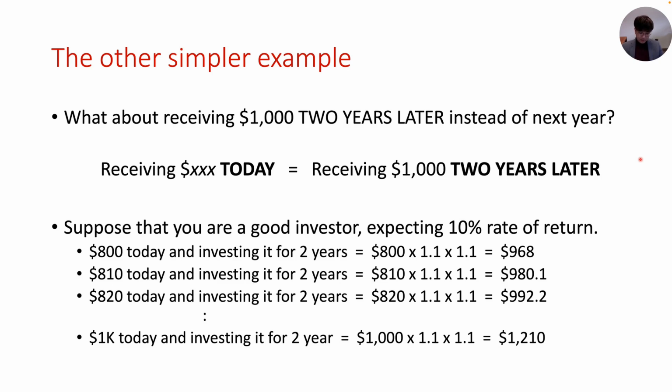Then, what will happen if you receive the money 2 years later instead of next year for the second option? We can compute the equilibrium in the same manner. For example, when you receive $800 today and invest it for the next 2 years, you expect $800 times 1.1 times 1.1, which equals $968. This is less than $1,000, so you'd better choose the second option.